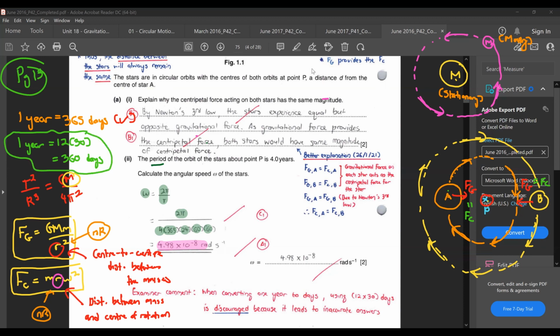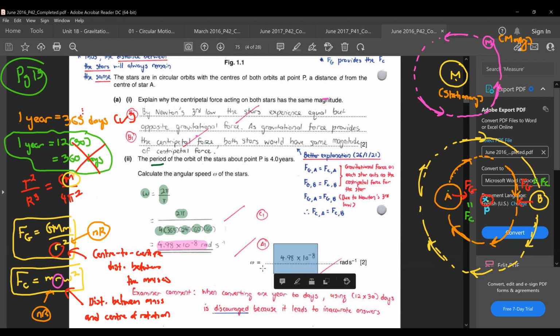Now, when you want to convert from years to days, do not ever use 360 days. This one is never accepted by your exam. 1 year is not 360 days, it is 365 days. So if you had used 360 days, you will be marked as wrong. It is strictly speaking 365 days. So eventually your omega is 4.9 times 10 to the power minus 8 radians per second. Just remember this is the answer.